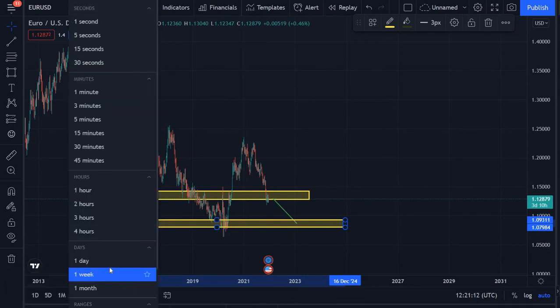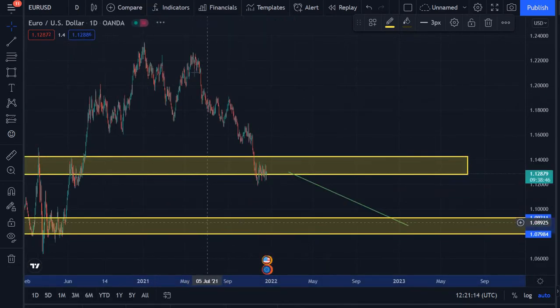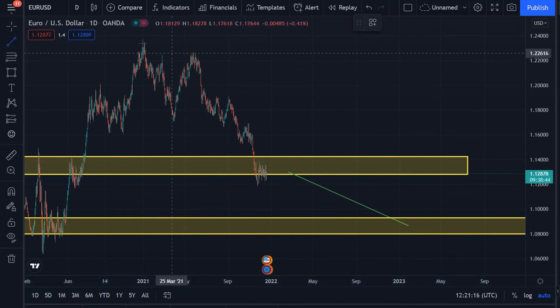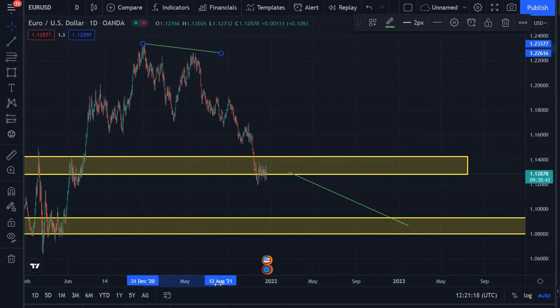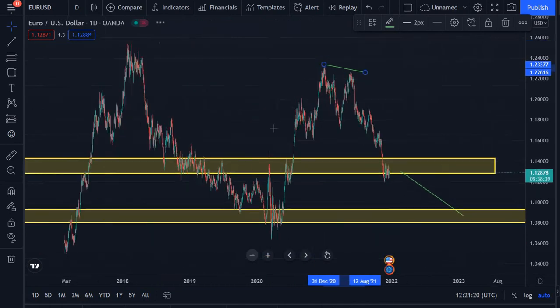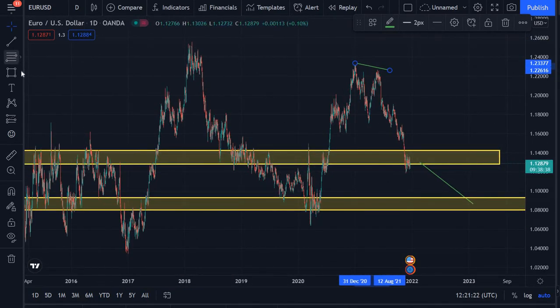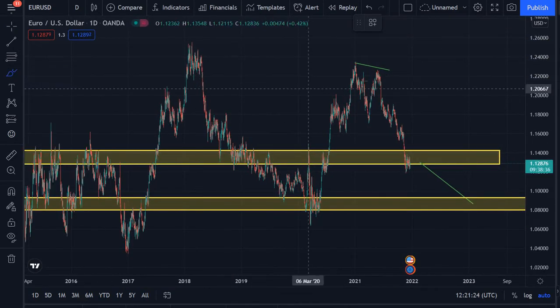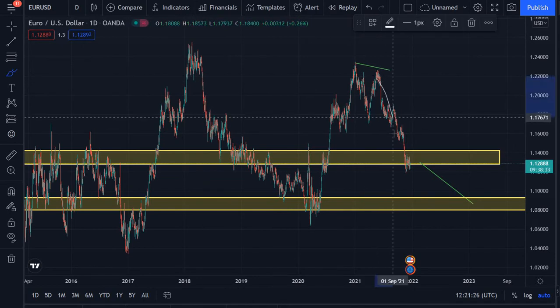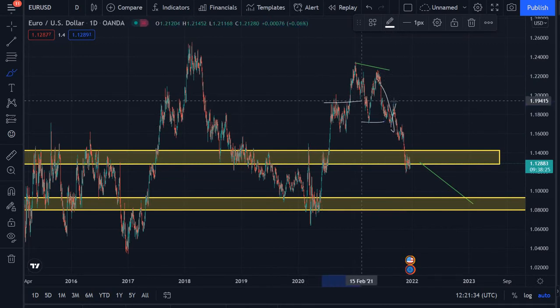So if we check the daily, here was a double top, then we here pulled and broke this support. We rallied a bit to here and continue to go lower.